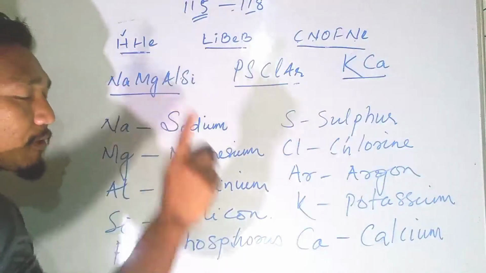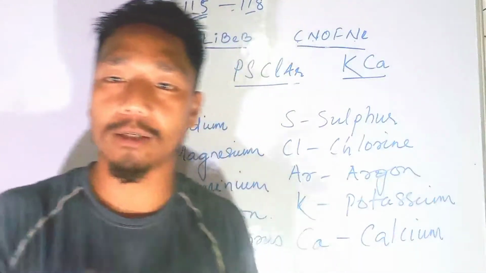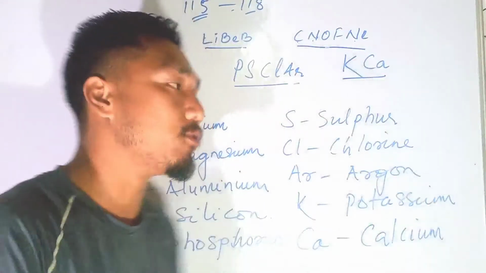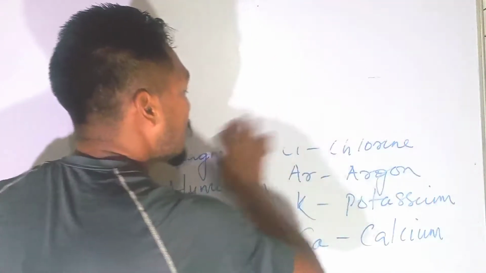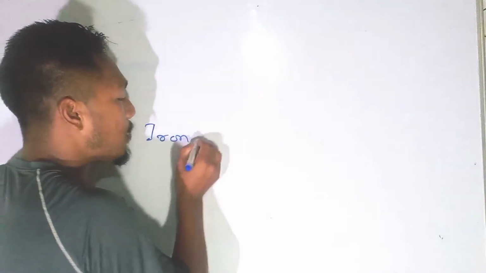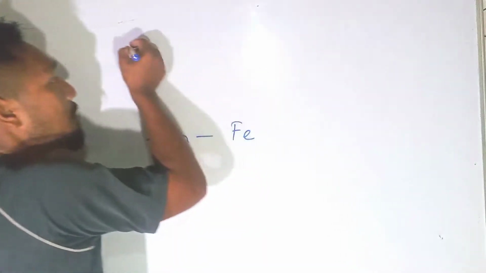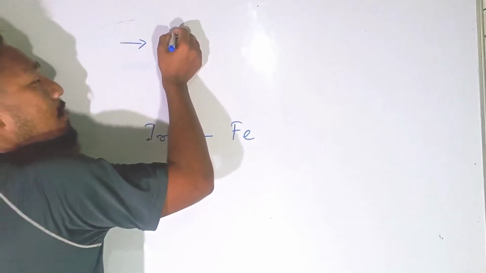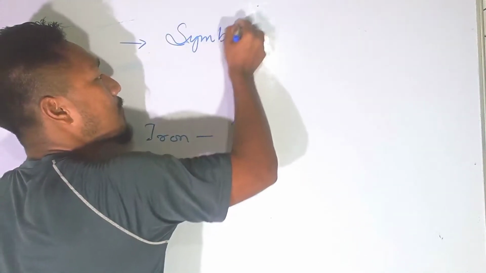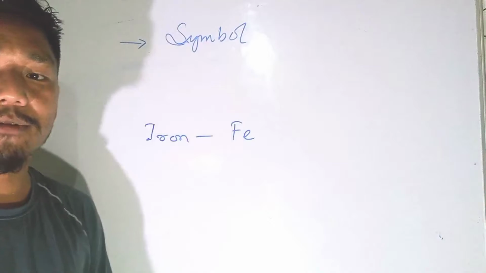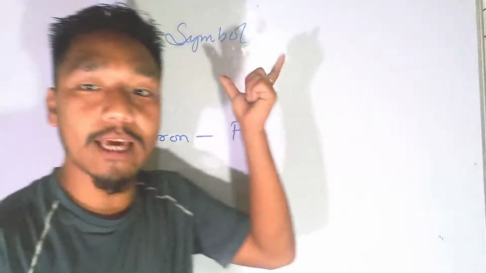So this is how it is. To write the chemical formulas, the first thing you have to know is the chemical symbols. If iron is here, you have to know the symbol of iron, that it is Fe. The first thing you have to know to write chemical formulas is the symbols of the chemical elements.